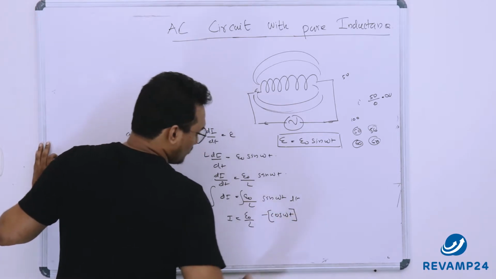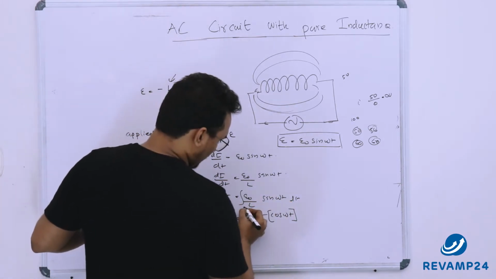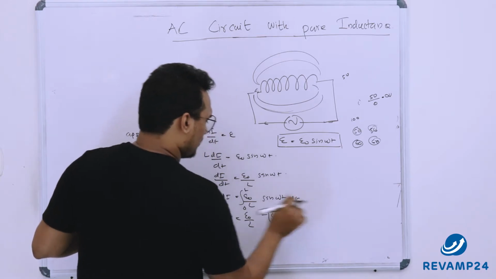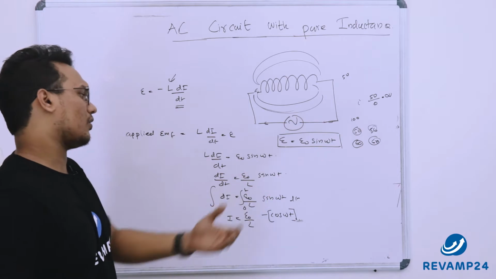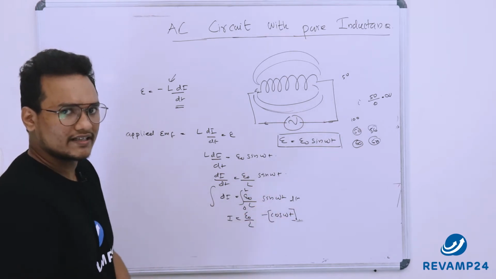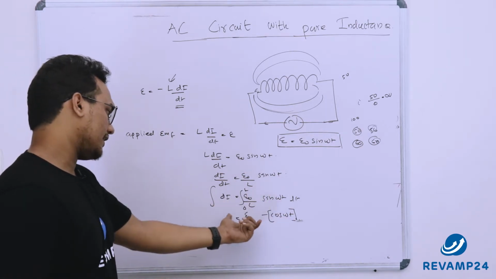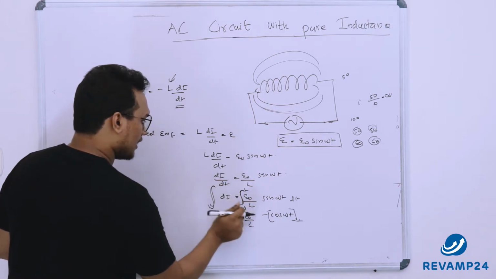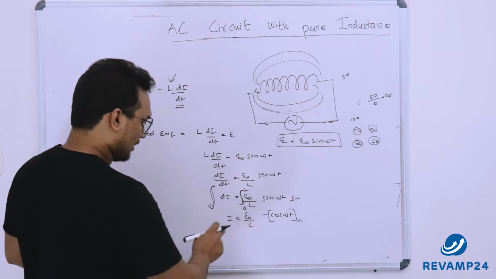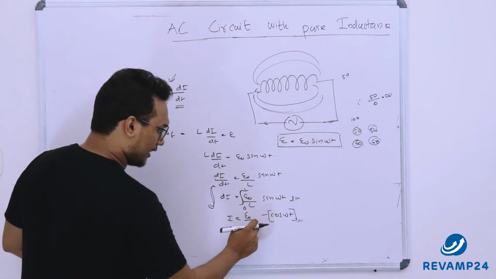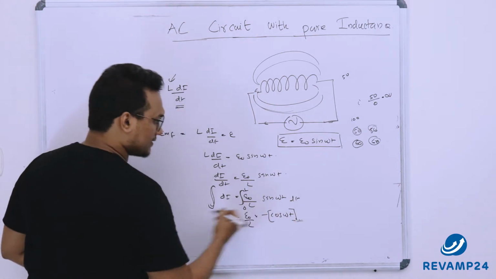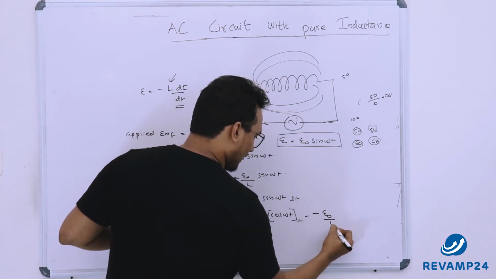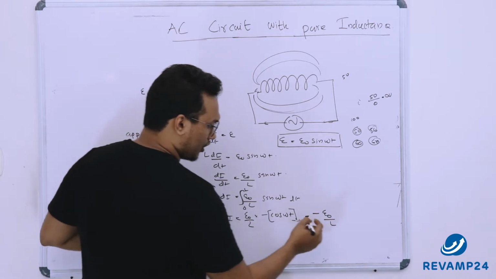And now it is from 0 to t. Limits are not required here, so we are anyway going to get a value right here, so we can make it an indefinite integral. Indefinite means we don't have upper and lower limits. Okay, so I is equal to E0 by L into minus cos omega t, so this is equal to minus E0 by L into cos omega t.